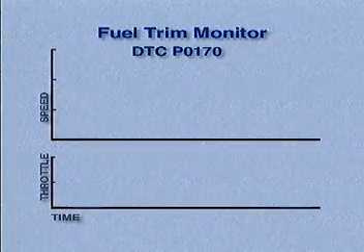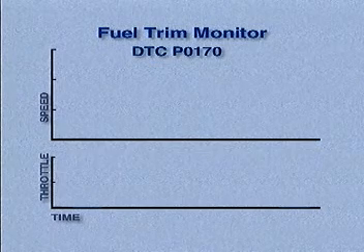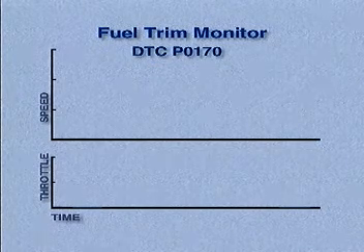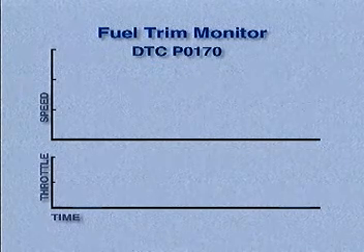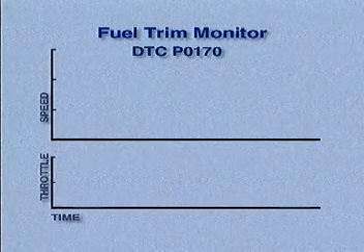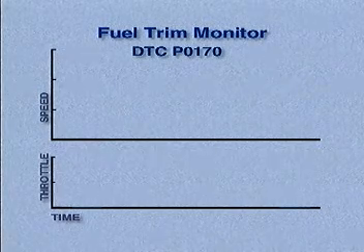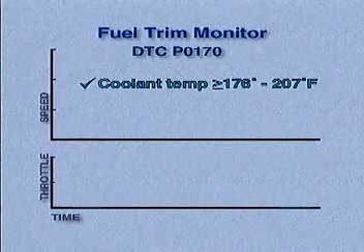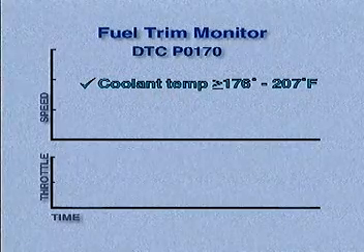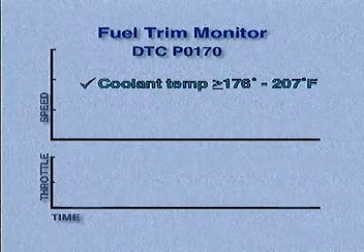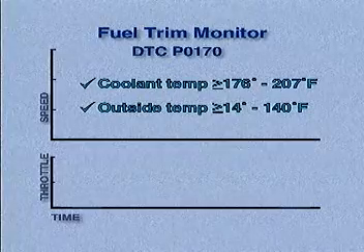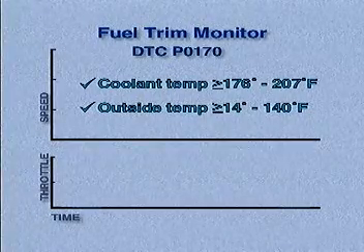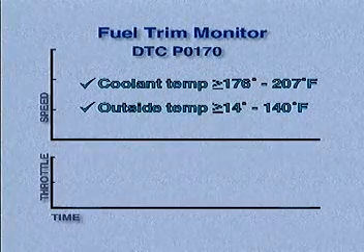Fuel trim monitor drive cycle test takes 35 minutes. During this test, the ECM will check for problems that set DTC P170. With the engine running and fully warmed up, coolant temperature 176 to 207 degrees Fahrenheit, and an outside temperature of 14 to 140 degrees Fahrenheit, turn off the ignition switch.